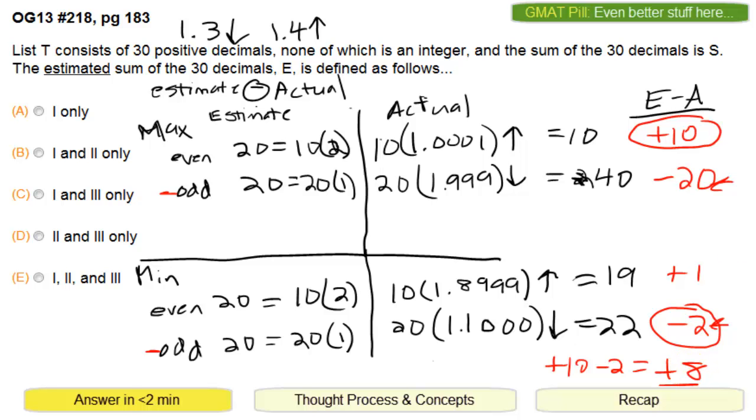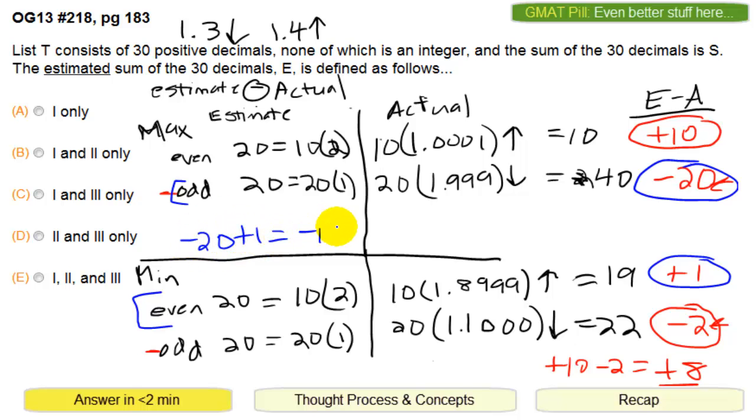The most extreme in terms of the minimum difference is basically the minus 20 here. If you pick this even and then this odd, that's basically the minus 20 combined with the plus 1 row. You get minus 20 plus 1 equals minus 19. So combining everything together, your range is minus 19 to plus 8.